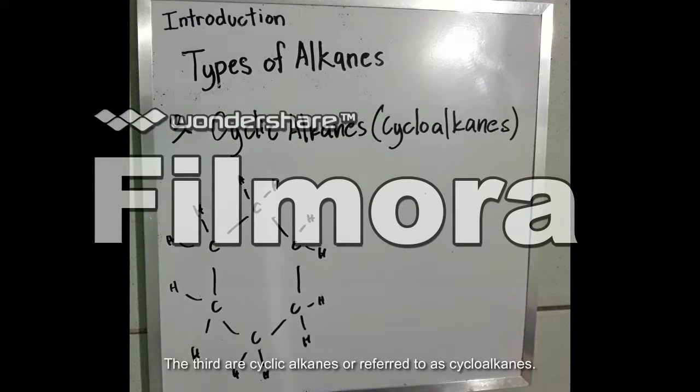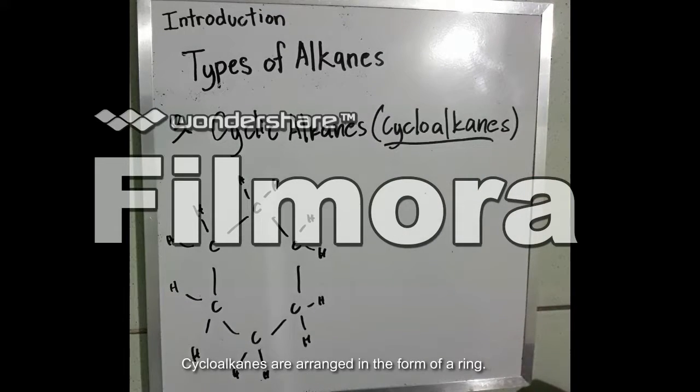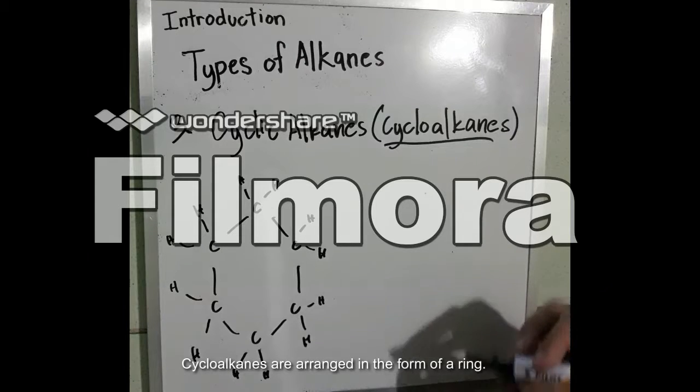Third are cyclic alkanes, or referred to as cycloalkanes. Cycloalkanes are arranged in the form of a ring.